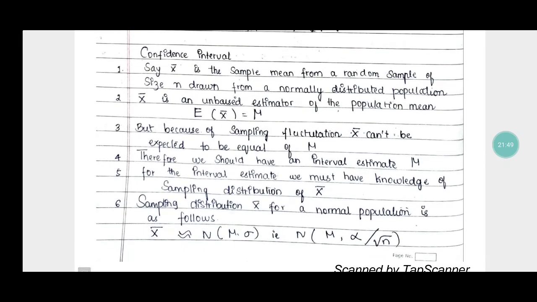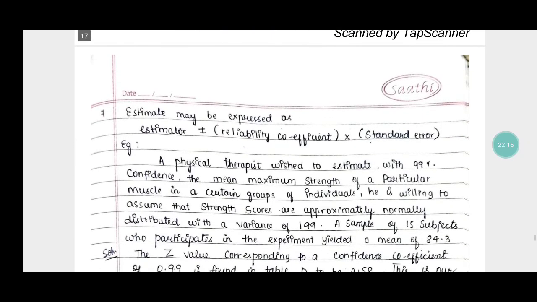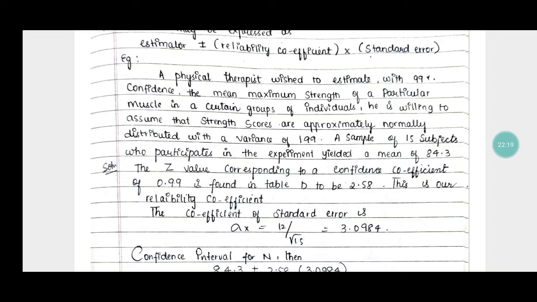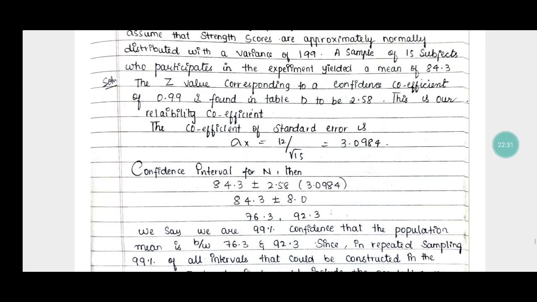And the confidence interval: say x bar is the sample mean from a random sample of size n drawn from a normally distributed population. But because of sampling fluctuation, x bar cannot be expected to equal mu. So the sampling distribution of x bar for a normal population follows this formula. And this is an example of a confidence interval problem as well as the solution for the confidence interval.